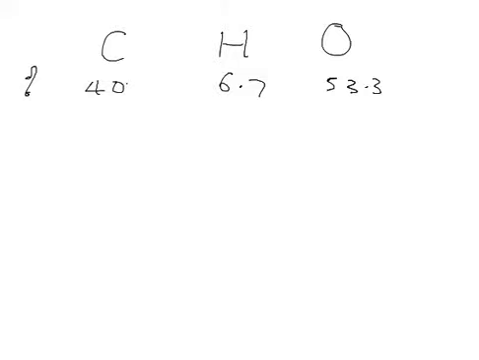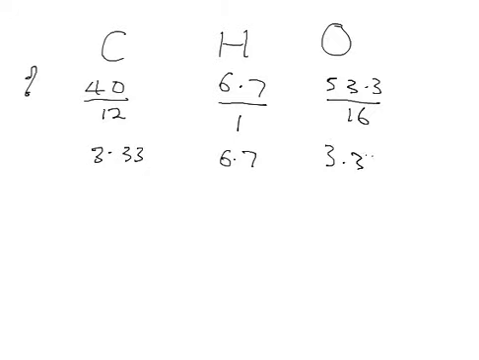What we are first going to do is divide each of these by their respective atomic masses. So we're going to divide 40 by 12 for carbon, 6.7 by 1 for hydrogen, and 53.3 by 16 for oxygen. So 40 divided by 12 will give us 3.333. 6.7 divided by 1 will give 6.7, while 53.3 divided by 16 will also give us 3.33. Next, we are going to divide each of them by the smallest number. So we have a tie here. We have 3.33 and 3.33. Nevertheless, we are going to divide by 3.33.